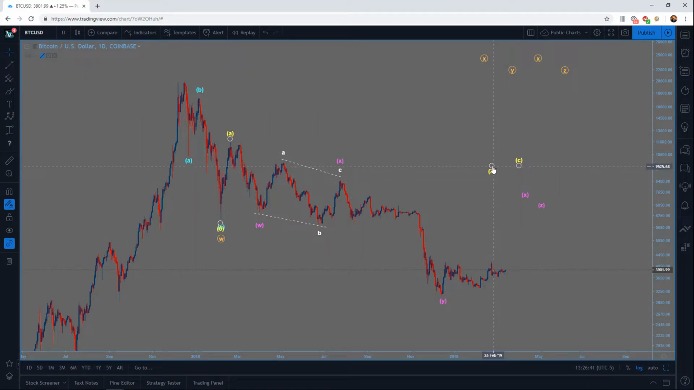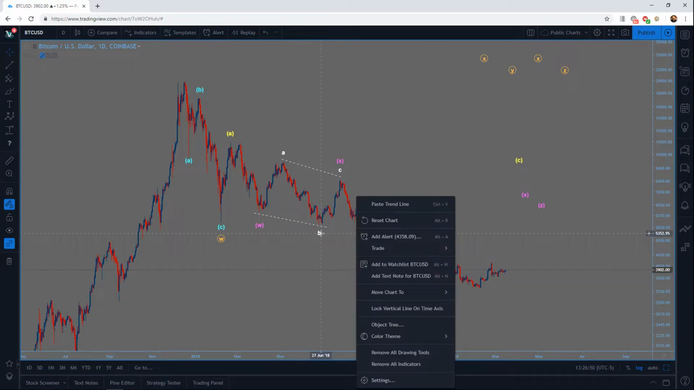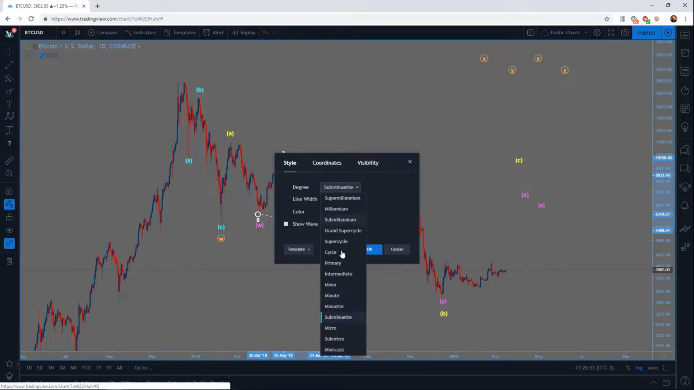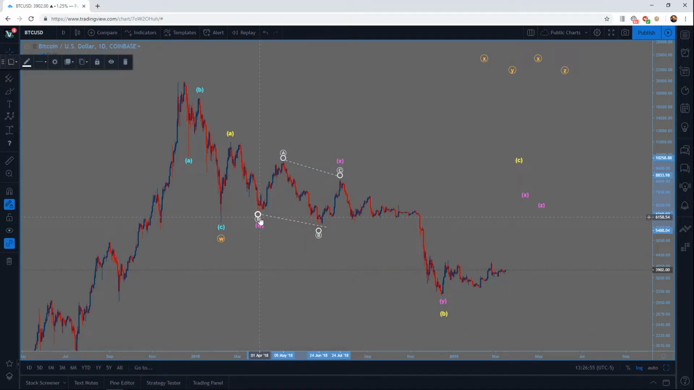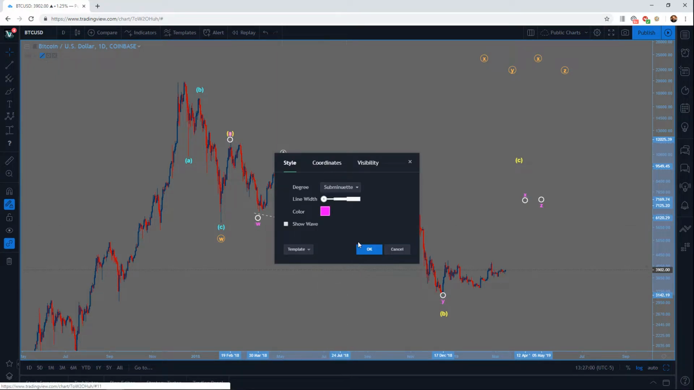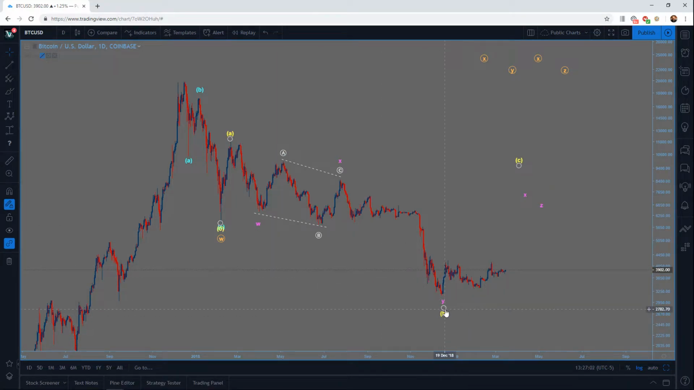So, there's a couple different options here. Could this be all of our B? And I'm going to have to take this up a little bit. Actually, let's do it this way. So we will make this micro. And we're going to take this down to sub-minuet, just like this. So we have a large move here, potentially an ABC.